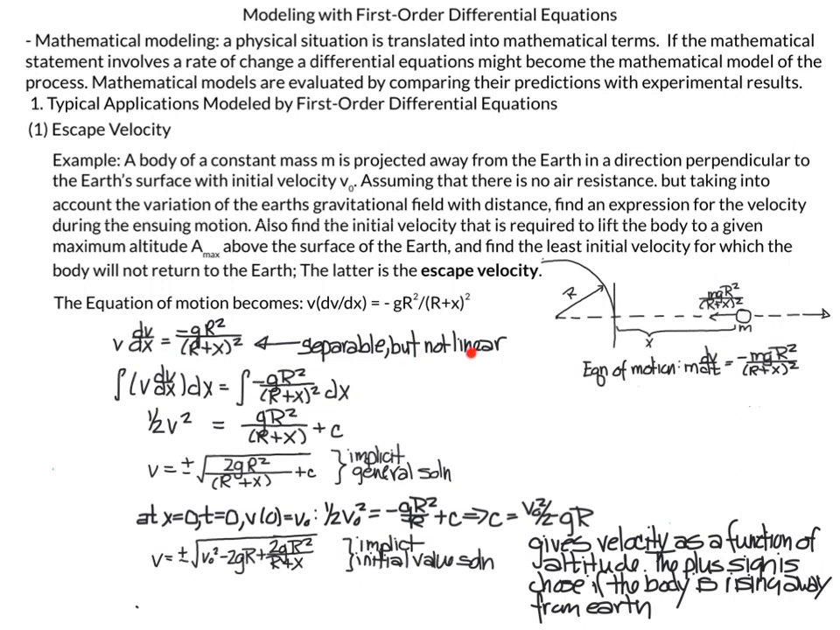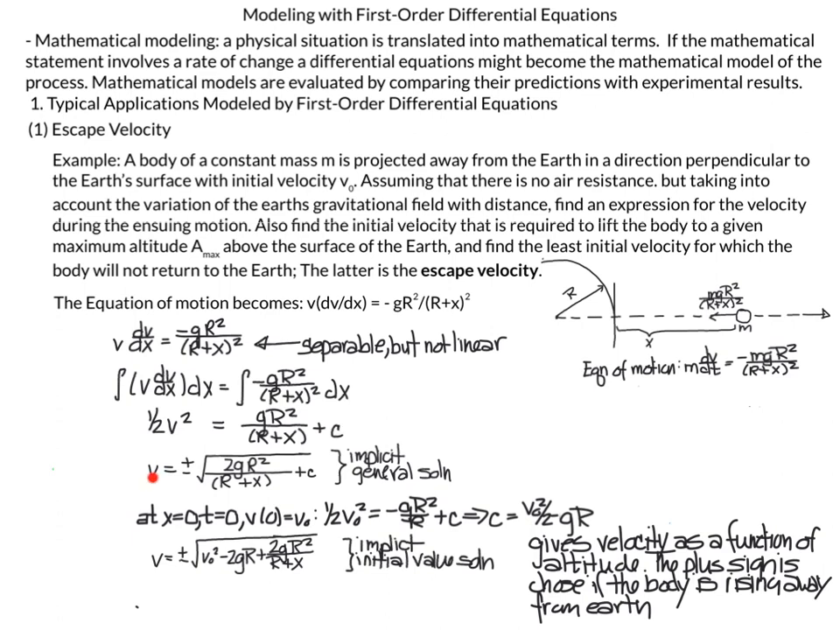So this is separable, but it's not linear, because in this case x is squared. But we can still separate it. We can still use that technique of separate and then integrate. So here we have only the x variable. Here we have the v variables, so we've already separated. So we can integrate both sides with respect to x. On this side, I'm going to get 1/2 v squared. On this side, I'm going to get g r squared over r plus x, plus c.